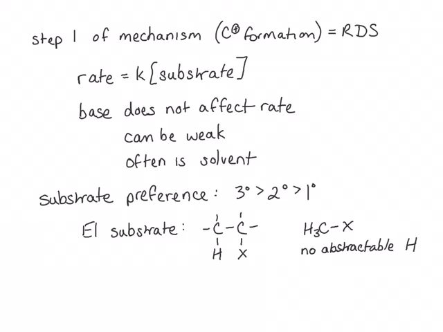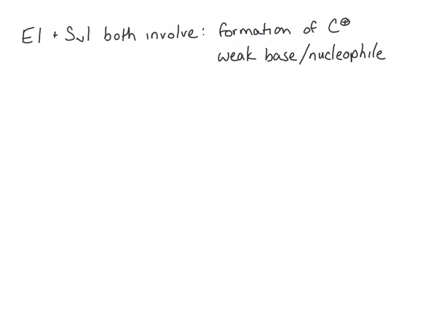Hopefully, at this point, you're noticing that there are some similarities between the E1 reaction and the SN1 reaction. Both of these reactions involve the formation of a carbocation, and they involve a weak base or a weak nucleophile, which are often the same thing. What this means then is that the E1 and the SN1 almost always compete, and you often get both products in such a reaction. Let's look at an example.